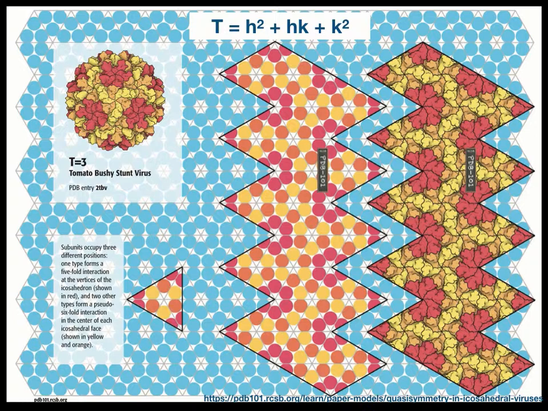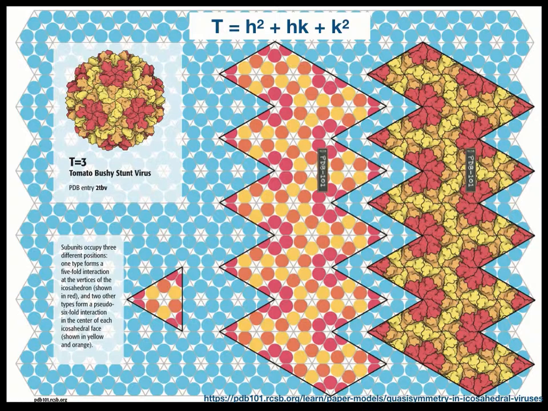So here we can see what the T number is. So we navigate one here and one to the other, and we have seen that that's a T3. And what the color means here is how different each of these subunits are going to be to each other.